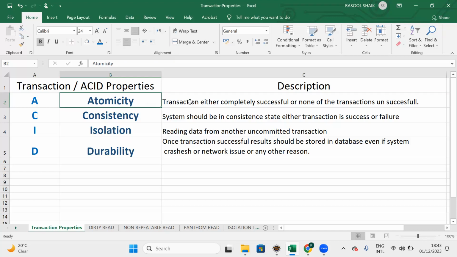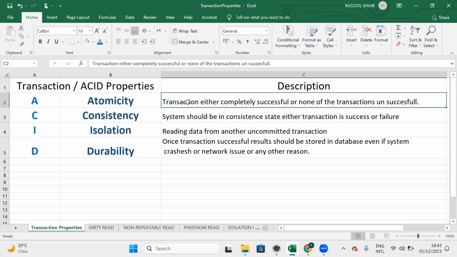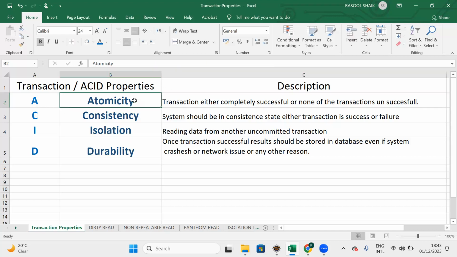Let's assume one transaction has 10 database operations or 5 database operations. Whenever we perform that kind of transaction, either all 5 steps are successful, or none of the 5 steps are applied. That is nothing but atomicity. Any transaction is either completely successful or not applied at all; this is atomicity.